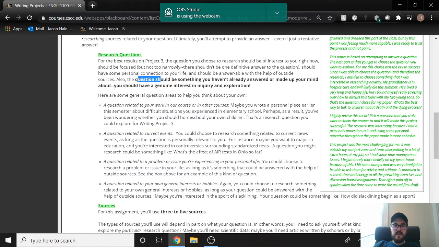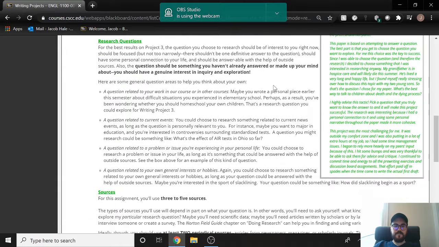One thing I'll note here, what is in bold, this should be something that you haven't already answered, something you don't already have an opinion on. Again, it sort of defeats the purpose of conducting research. The purpose of researching something is to learn more and to discover what you think about a certain topic or, in this case, a certain question. So don't choose something that you already know the answer to. Choose something that you want to learn more about.